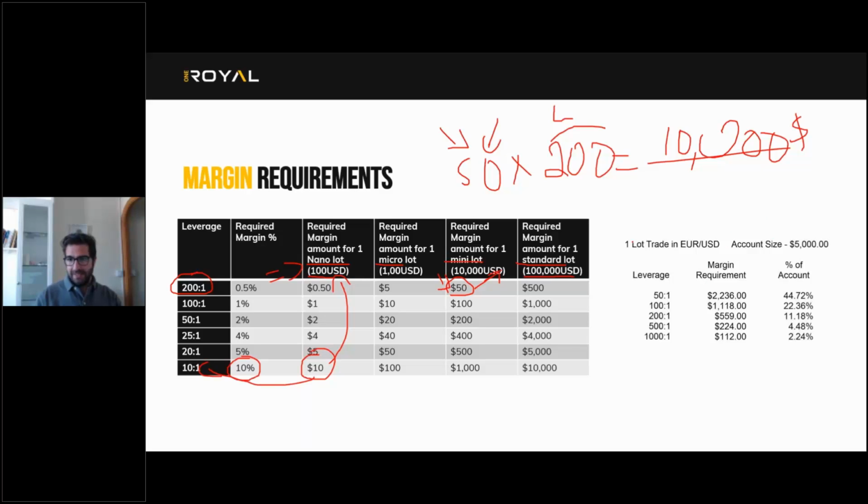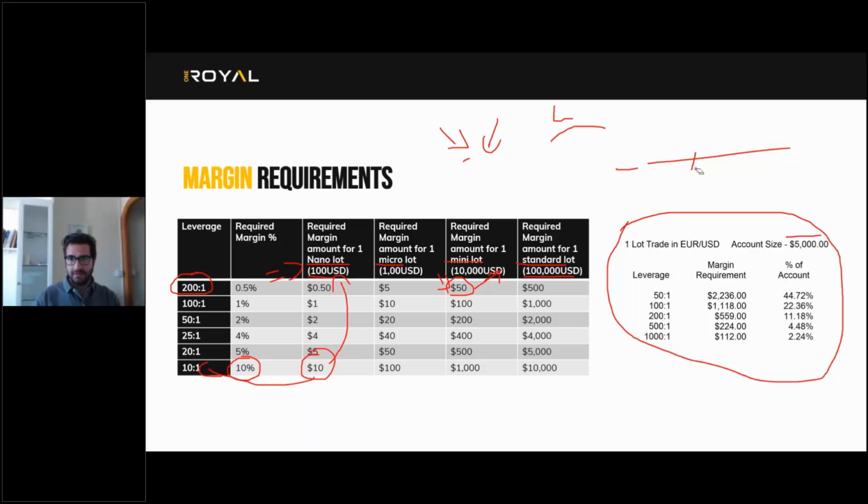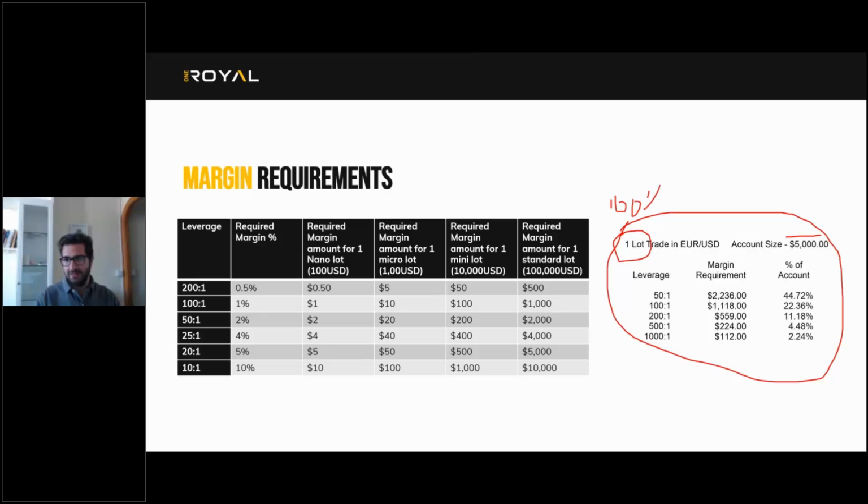An example here on margin and leverage. So let's say you have an account of $5,000. Let me make this clearer a little bit since it is a lot of writings here. Okay, so let's say you would like to trade a standard lot. The standard lot is 100,000 US dollars. Okay, but you have just $5,000. We need to trade one lot, which is 100K. Okay, and we just have $5,000.